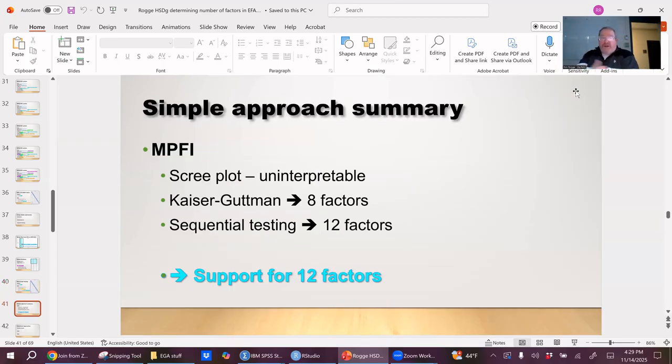So the scree plot was uninterpretable. The Kaiser-Guttman said 8 factors. Sequential testing actually said 12 factors, and that's in the paper. That's one of the ways we convinced reviewers that we had the right number of factors.